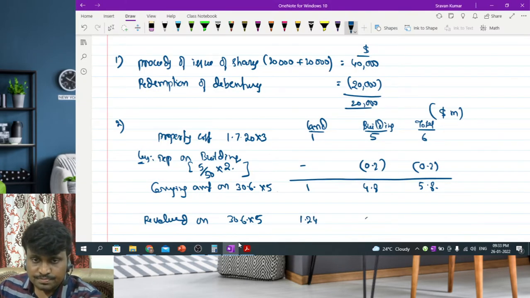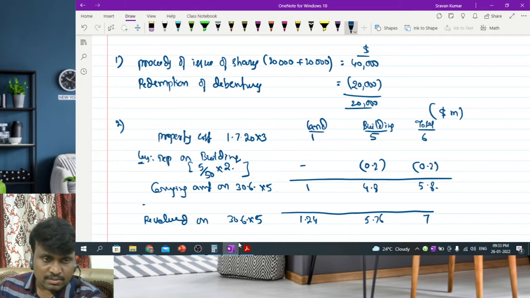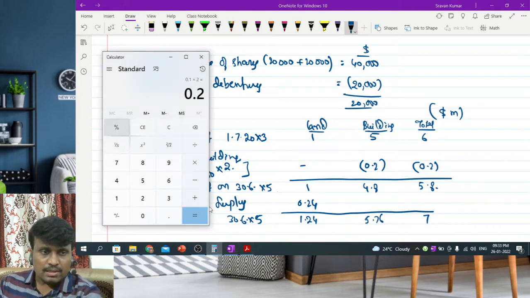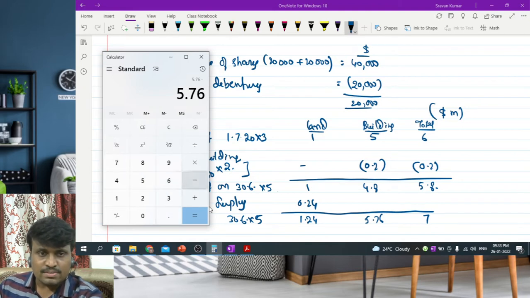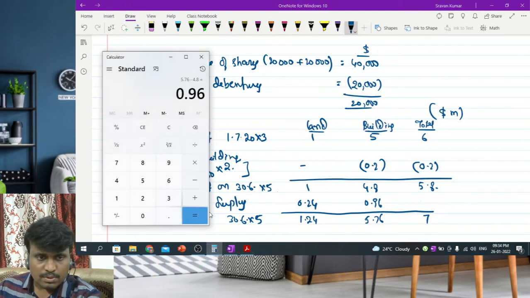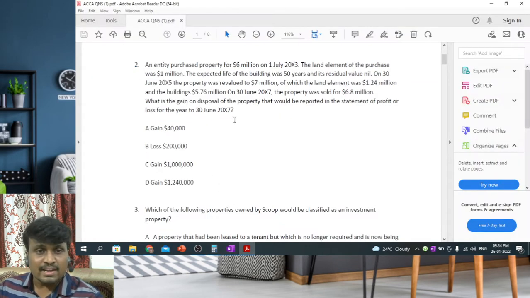So this is the revaluation surplus. 5.76 minus 4.8 equal to what? 0.96. So what is the total? Point 24 equal to 1.2. And again that asset is sold on 30th June 20X7, right?